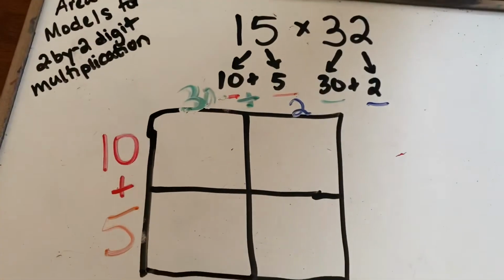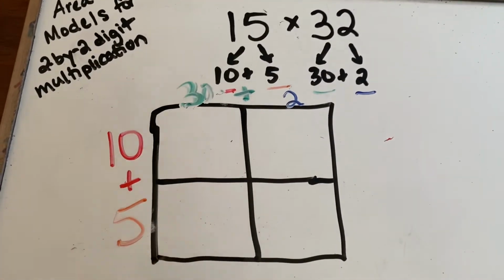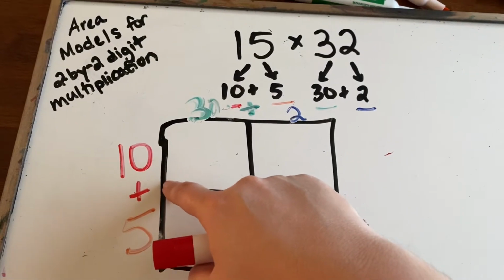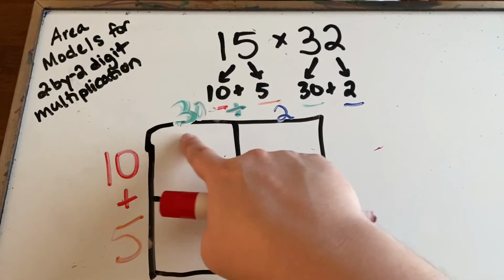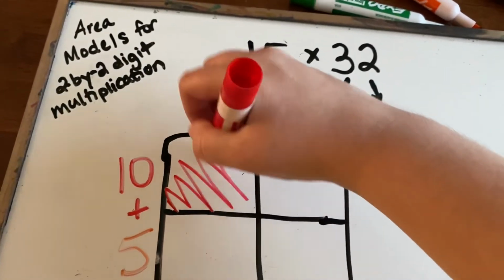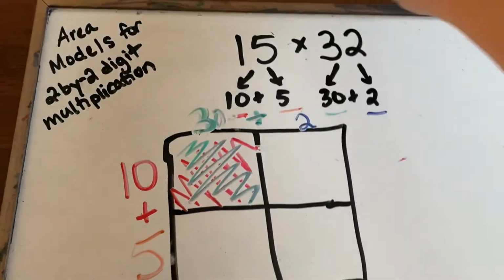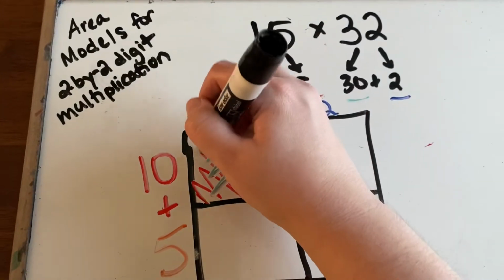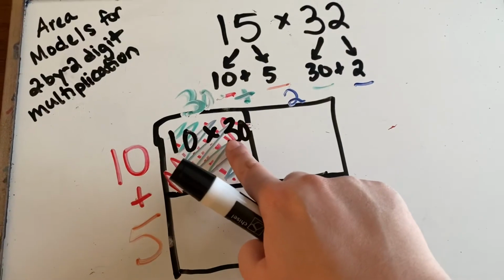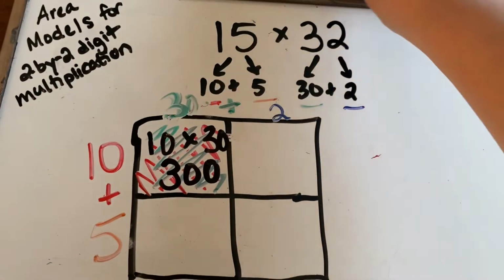So because of that, I gotta figure out which boxes are gonna use which numbers. Remember, each box is still the side times the top. So with this one, I've got the side, which is 10, because it matches up with the 10, and the top of this box matches up with the 30. So I'm gonna do 10, which is my red, times 30, which is my green, 10 times 30, 1 times 3 is 3, with 2 zeros makes that 300. So that's my first box.